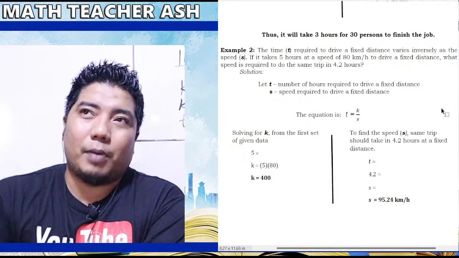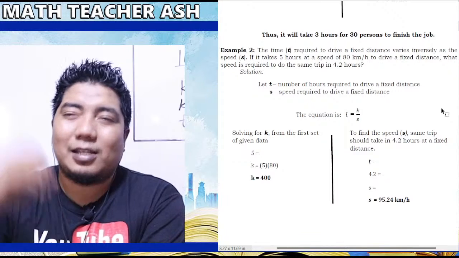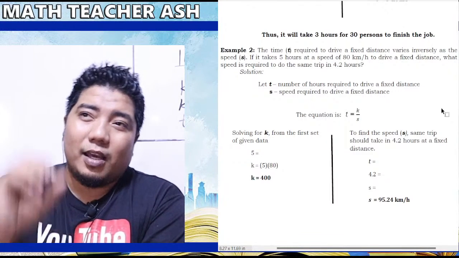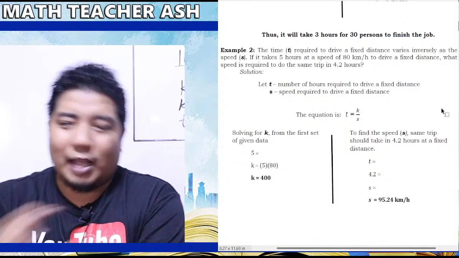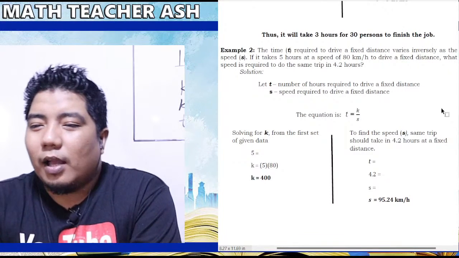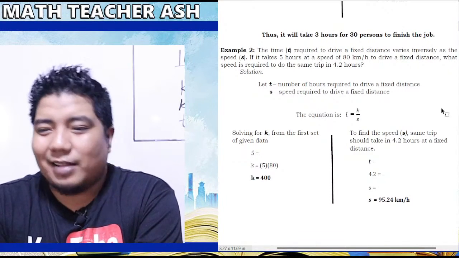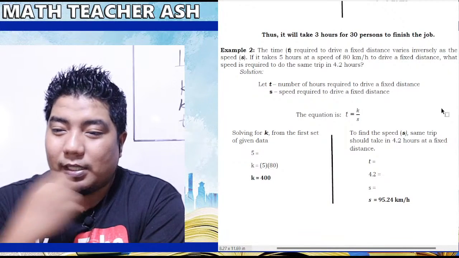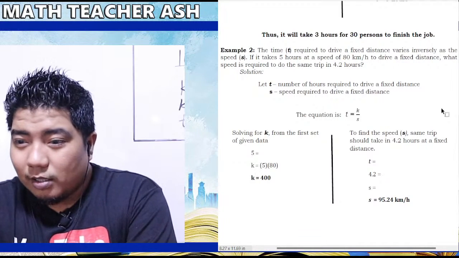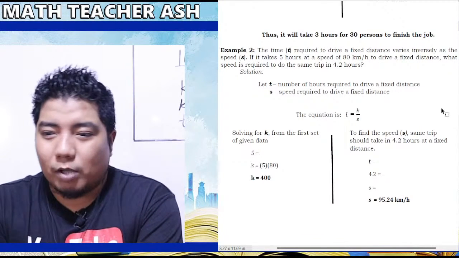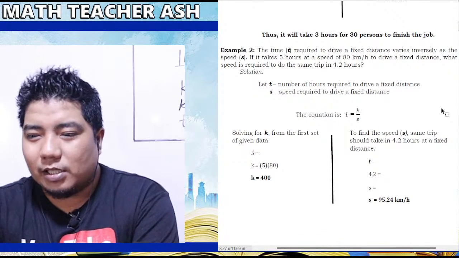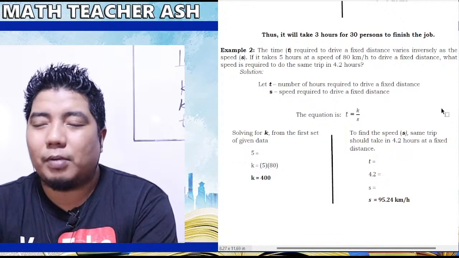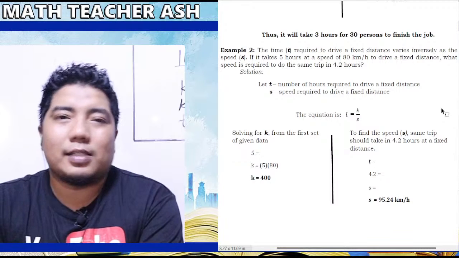Since it is kilometer per hour, kilometer is represented by distance and hours is represented by time, then we can say speed is equal to distance over time. Okay. So we have here the time and the speed, right? Since it is the same trip, the same distance is being talked about, so distance does not matter here. What we are discussing is only the time and the speed. So, t represents the number of hours and s represents the speed.